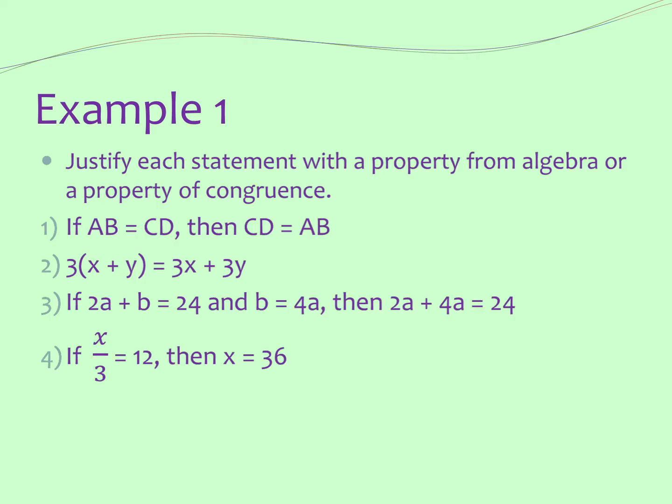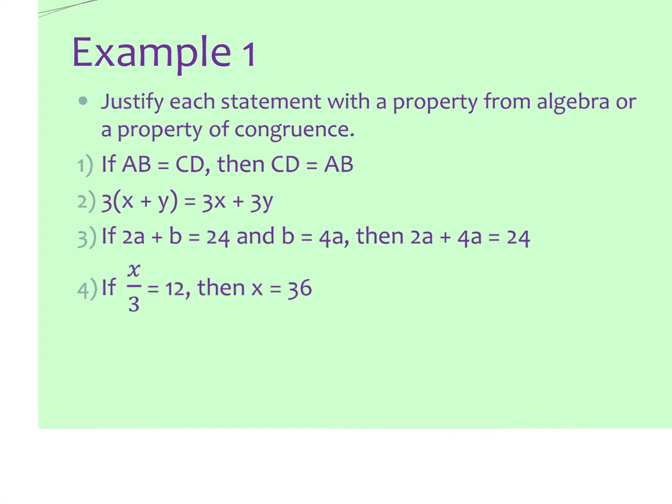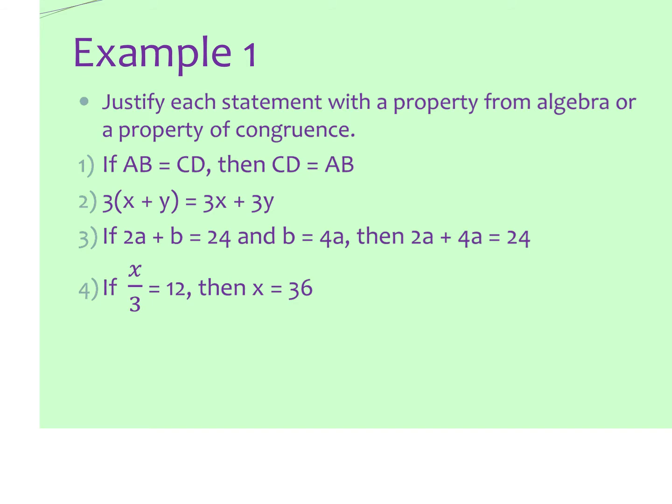First example, they're asking us to identify which property is shown here. If AB equals CD, then CD equals AB. This is the one where it's switched up. And again, you could look at it as like a line of symmetry here. The CDs match, and the AB matches. So this would be your symmetric property of equality.